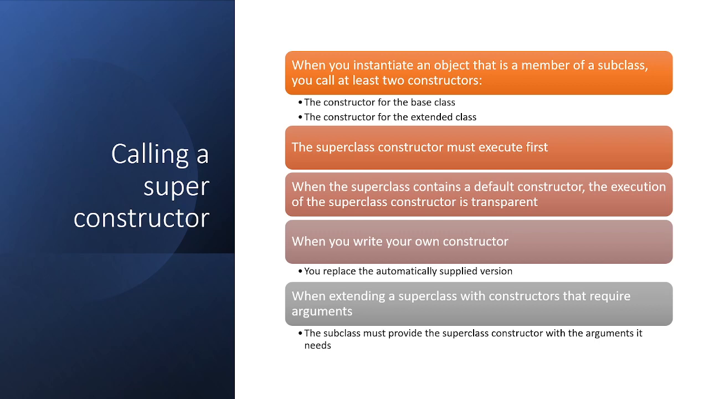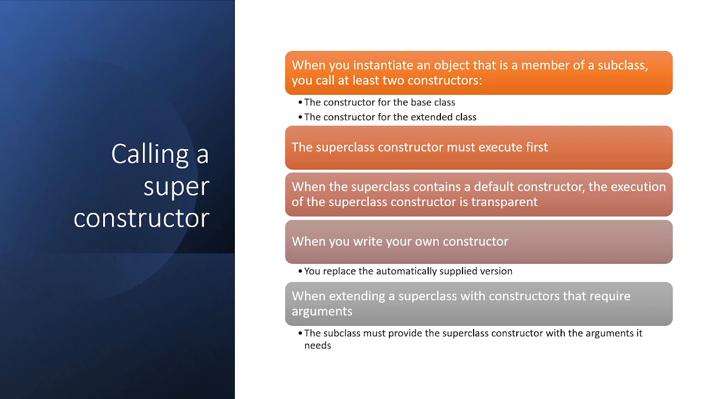The superclass constructor must execute first, and when the superclass contains a default constructor, you don't see it executing, but it still is. It's setting those super attributes to a null or zero value, whatever we're working with. When you write your own constructor, you have to replace the automatically supplied version with a constructor that either explicitly calls a superclass constructor or assigns those values to another set of attributes within the subclass.